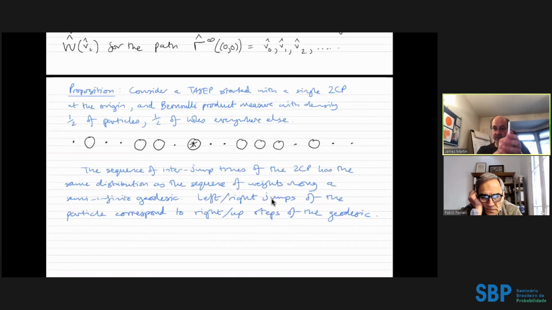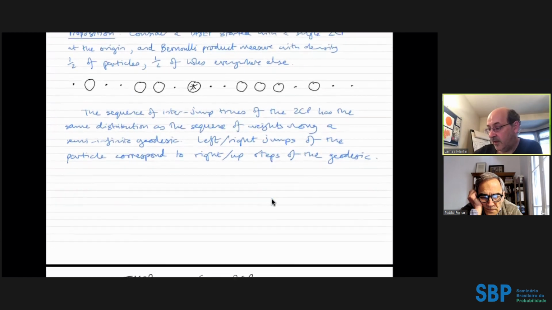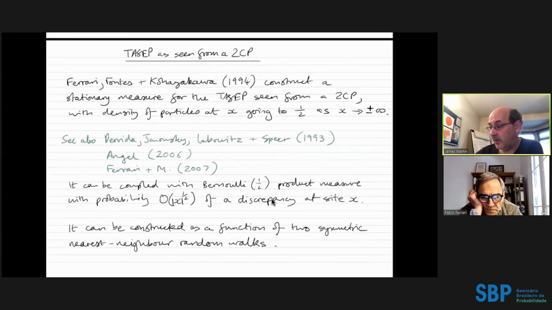Okay, so you can imagine yourself sitting on top of the second class particle, and you want to see what the world looks like from where you are. So if the second class particle jumps right, you see everything else shifting left. And if the second class particle jumps left, you see everything shifting right. So you see things going past you, but you think that you're just staying at the origin the whole time. So you see a configuration of particles and holes to your left and your right. And that is the process of a TASEP seen from a second class particle.